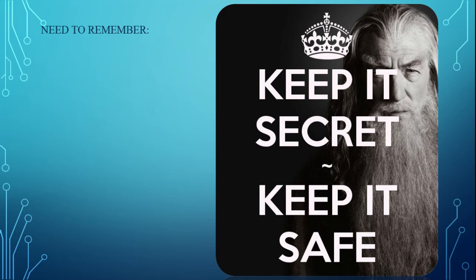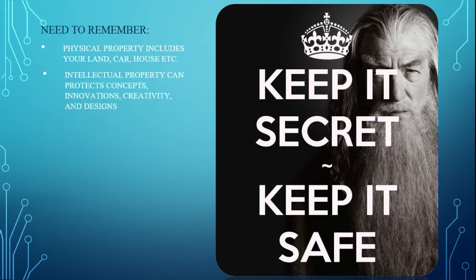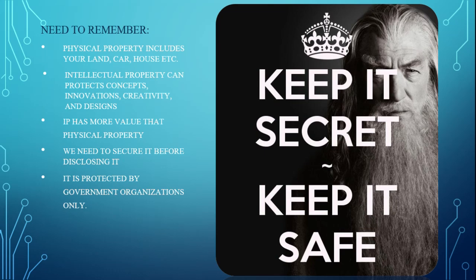So what are the points that we need to remember from this session? First, physical property includes land, house, car, etc., which is protected by legal documents. Similarly, government has provision to protect your intellectual property, like your concepts, innovations, creativity and design. Most important, IP has more value than physical property. Do you know IP can actually help you to earn more physical property? So till date, you are actually running behind the wrong type of property. It is only worth it if you secure it before disclosing it. And IPR is protected by government agencies. No private firm can do it for you.